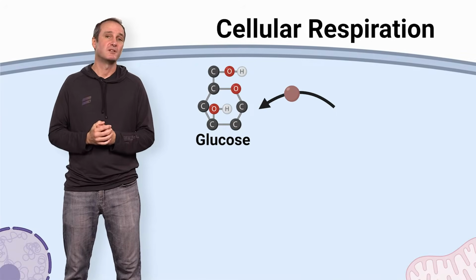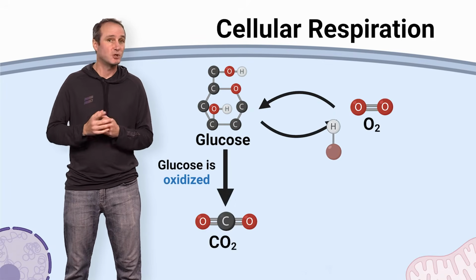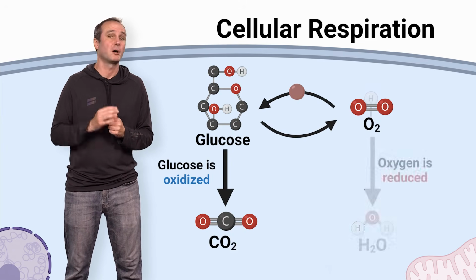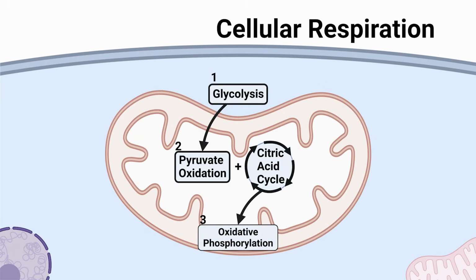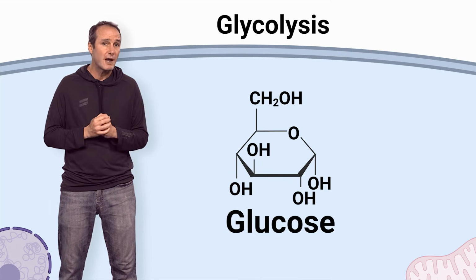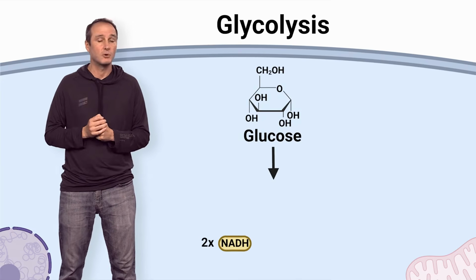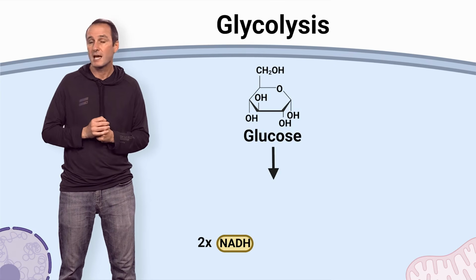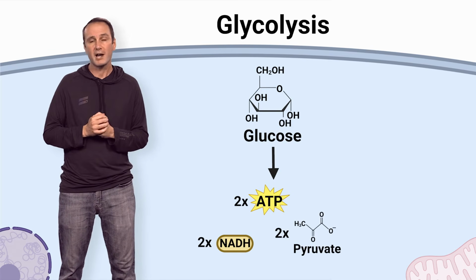Cellular respiration involves oxidizing organic molecules like glucose and reducing oxygen, all for the purposes of producing ATP. And this all occurs in 3 stages. Now, in our previous video on glycolysis, we described how this starts with a molecule of glucose that undergoes a series of molecular rearrangements, at the end of which what we get out are 2 molecules of the high-energy electron carrier NADH, 2 molecules of ATP, and 2 molecules of pyruvate.